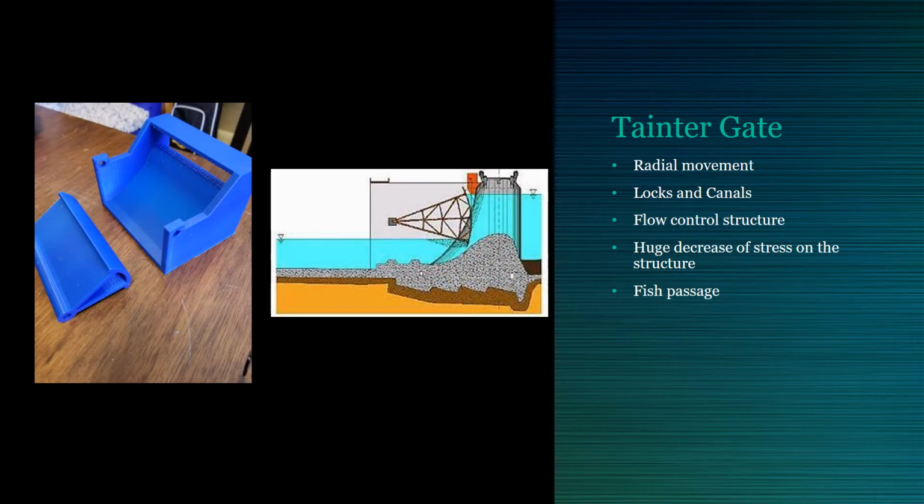The next one is a tainter gate. This thing moves radially, as you can see in the schematic to the right. It's used for locks and canals. It'll adjust the water surface elevation if a boat needs to come in or leave. And it really has a huge decrease on the stress of the structure. That's why they have the radial structure. That's why they're so prevalent in lock and canal technology today. But they can also be used for fish passage as well.